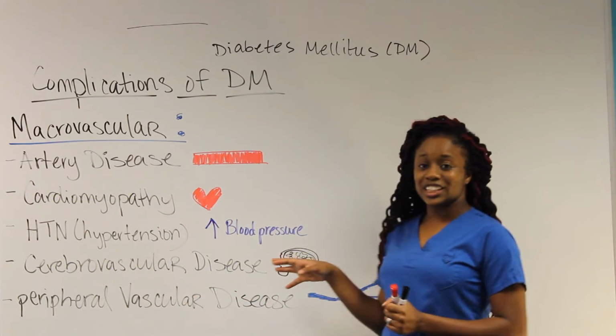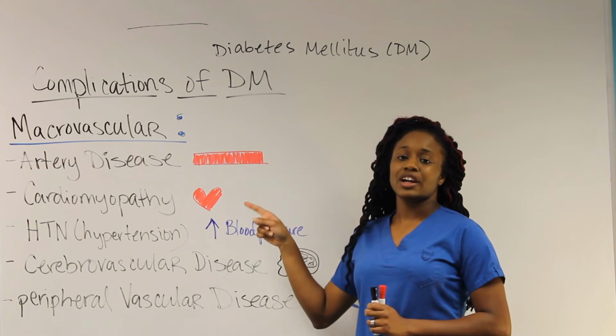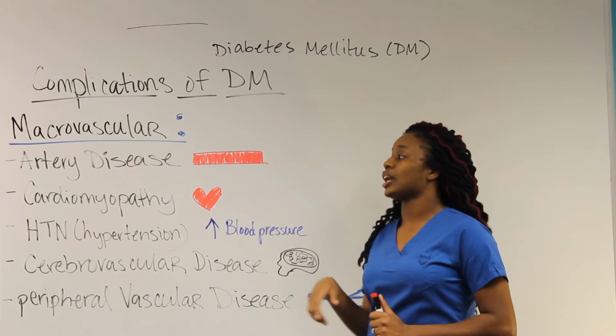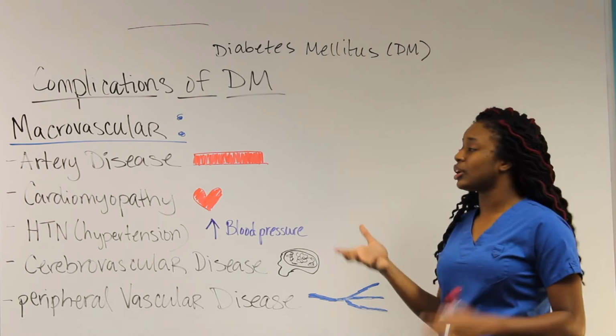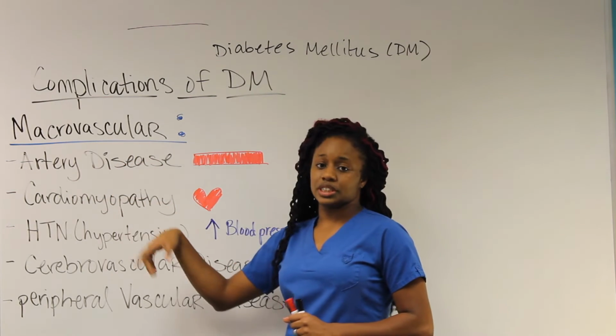So we're still on complications here. The next type of complication we can have are macrovascular complications. Macro meaning big. So the first thing is artery disease.